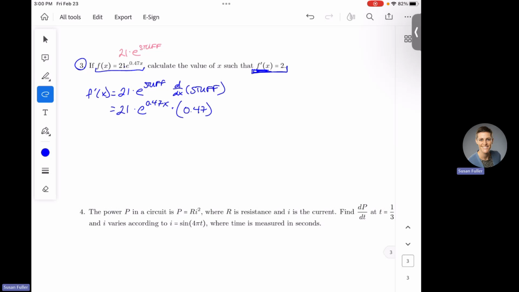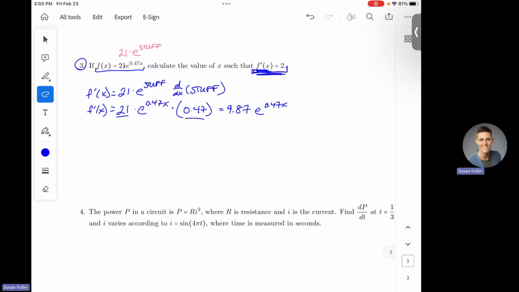So at this point, that is my f prime of x. We can just see if we can simplify this at all. We can multiply our numbers here, 21 times 0.47. Let me put that into my handy dandy TI-30X2S. And we get 9.87 times e to the 0.47x power. That is my derivative. But that's not all I need for this problem.